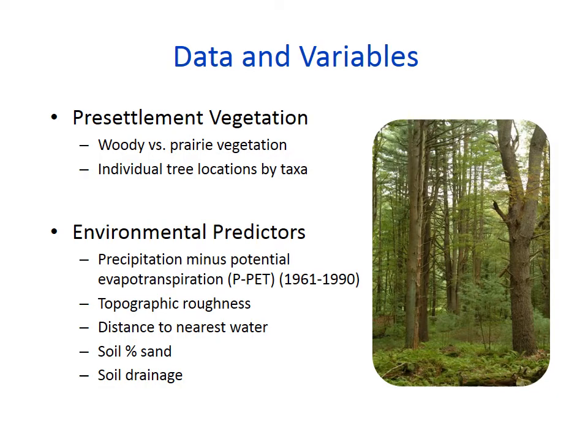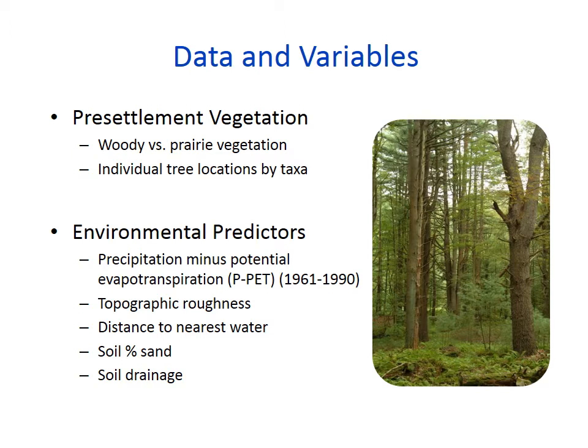So what data was used? We have data on the pre-settlement vegetation of Minnesota. It recorded not only the trees, but also where there was prairie, and where there were trees, the species were recorded at the intersections of the townships and the section lines, so every square mile. And we have data on certain environmental factors. One of those is precipitation minus evapotranspiration.